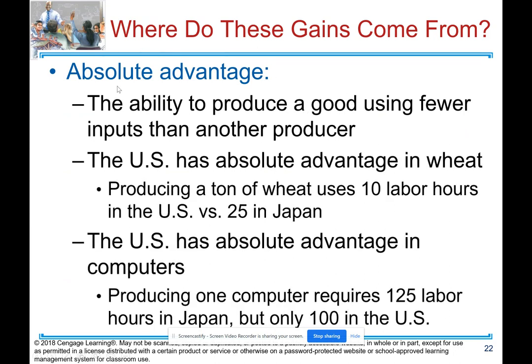Let us learn a new concept: absolute advantage. The ability to produce a good using fewer inputs than another producer. The US has absolute advantage in wheat.